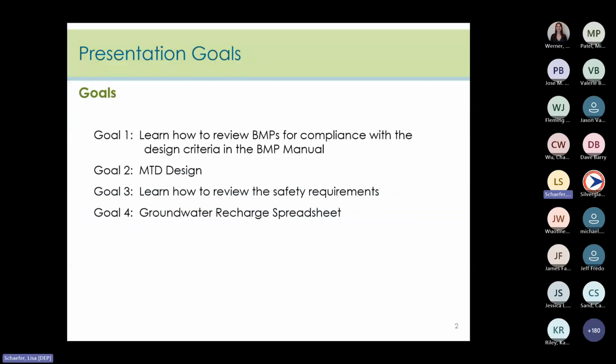So here's the goals of this presentation. By these, I mean that we want reviewers to be able to identify the design and performance standards that must be met on site, what to check in sizing calculations for MTDs, and lastly, how to review groundwater recharge requirements in addition to making sure the safety standards are met.